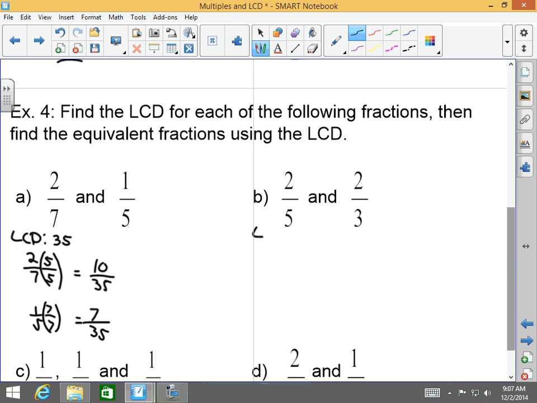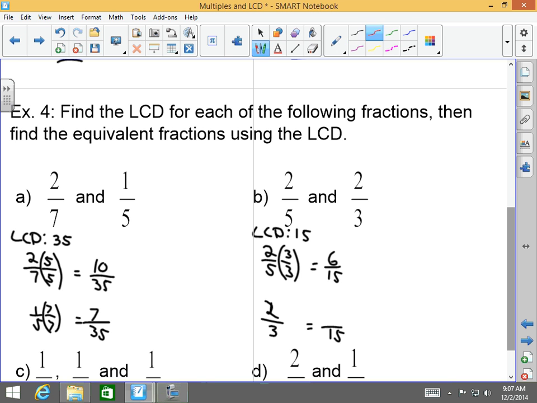Okay, what is the LCD here between 5 and 3? 15. Beautiful. So I've got to convert 2/5 into something over 15. Whoa, come on now. Something over 15. And I've got to convert 2/3 into something over 15. So what did I multiply to 5 to get to 15? So what must I multiply also to the numerator? 3. So that's going to be my new equivalent fraction, 6/15. Very good.